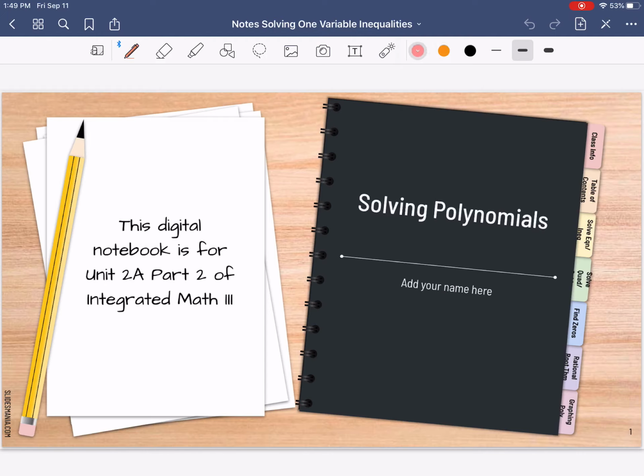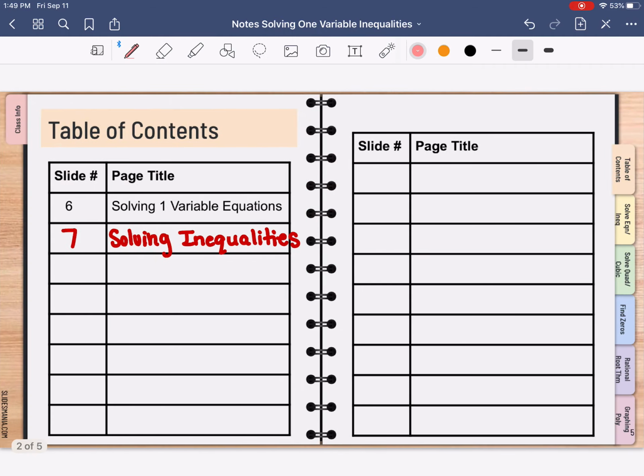So if you haven't already yet put your name on your new digital notebook, you want to open that up real quick and get that done, as well as filling in the table of contents on slide 5. So this is going to be on slide 7. Today we're doing solving inequalities, so you can go ahead and put that right there on slide 5.